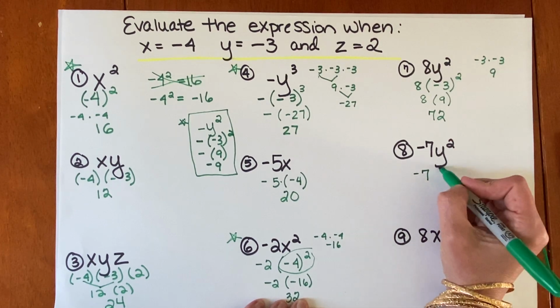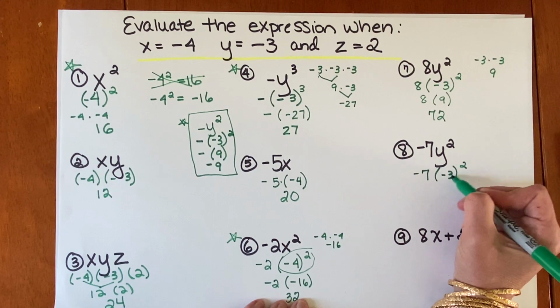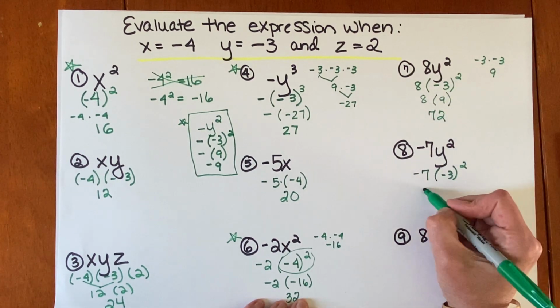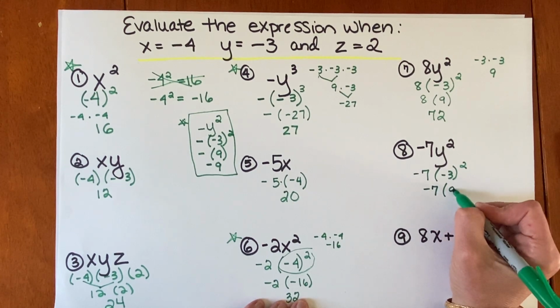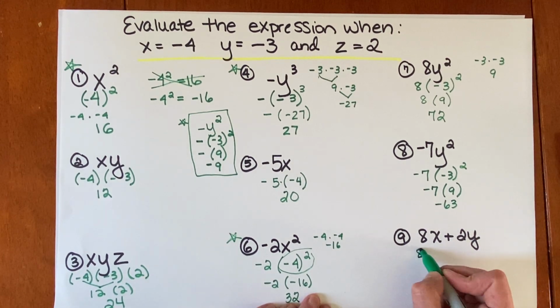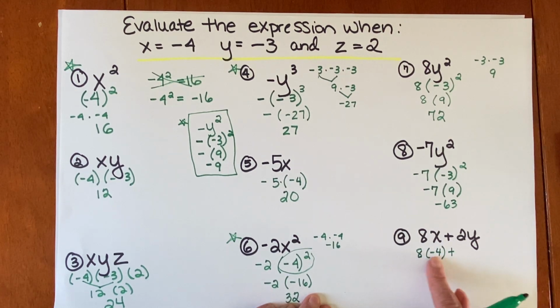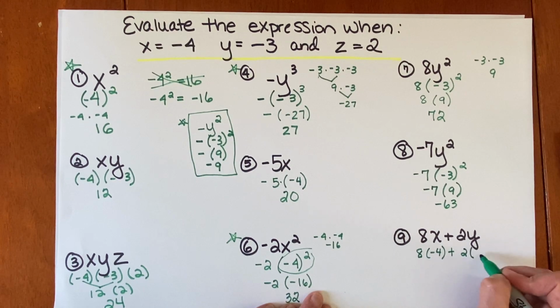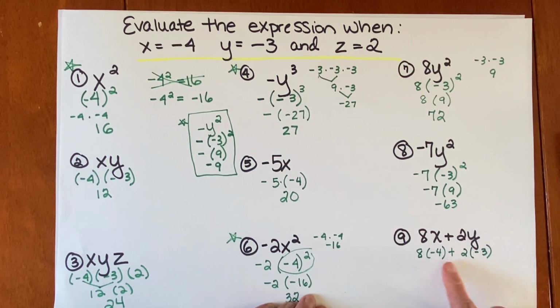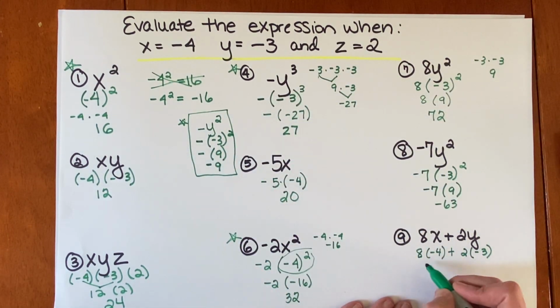-7 times -3 squared. Okay, again, do this -3 squared, which I already know is 9. So -7 times 9 is a -63. How are we doing? Okay, and number 9, 8 times x, substituting in. I told you at the beginning of the year, always show the substitution step. Okay, so let me remind you, always show this substitution step. You know if you skip steps, I won't give you credit.